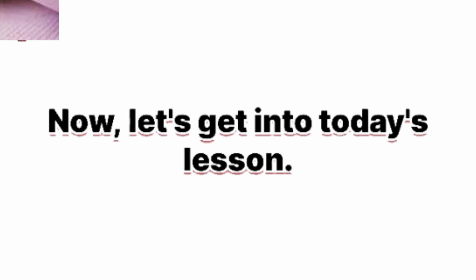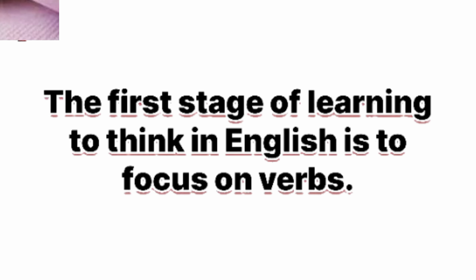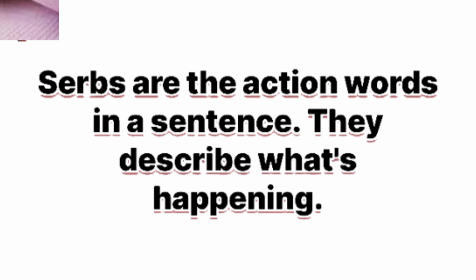Now, let's get into today's lesson, How to Think in English. Stage 1, Think in Verbs, the power of action words. The first stage of learning to think in English is to focus on verbs. Verbs are the action words in a sentence.